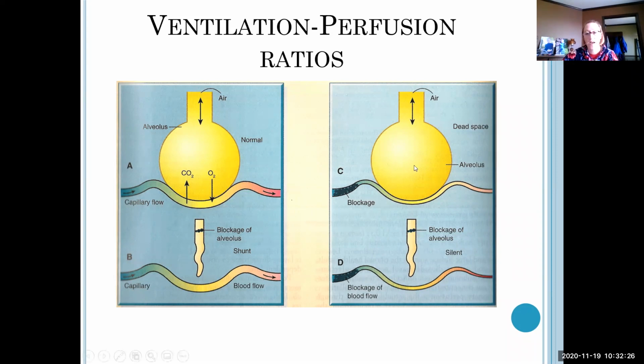And then here we have adequate ventilation, but poor perfusion. So you have a blockage in that capillary system that's going to the alveoli, but no problems with the alveoli themselves. So when you think of a blockage right here in the perfusion, but you have adequate alveoli, you have adequate ventilation, what type of disease process would this be indicative of with a high VQ ratio?